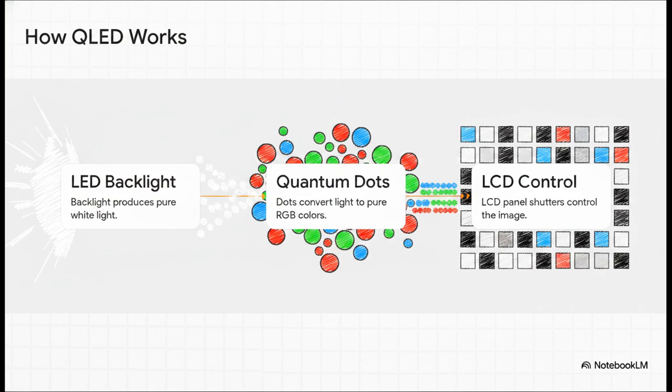First, you've got this incredibly bright LED backlight shining through the quantum dot layer. These dots absorb that light and instantly re-emit it at highly specific, perfectly tuned wavelengths. This creates exceptionally pure, vibrant red, green, and blue colors. And finally, the LCD panel acts like a set of tiny window shutters to actually form the image you see.